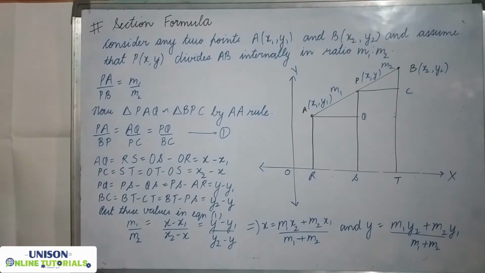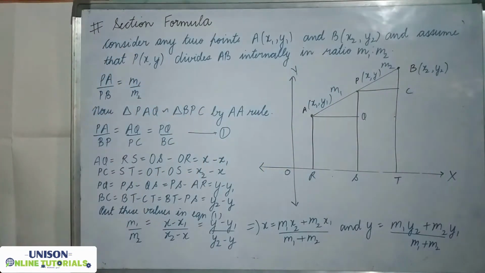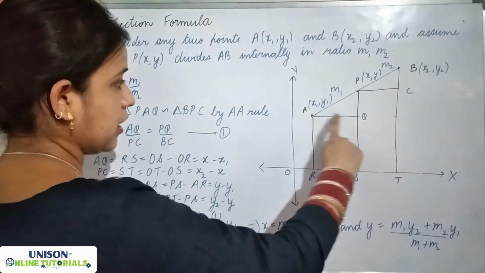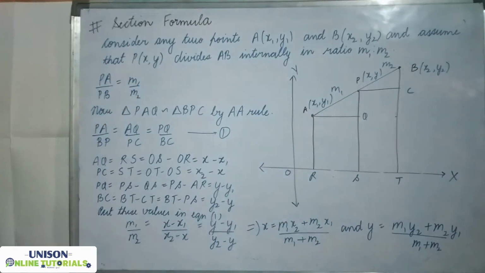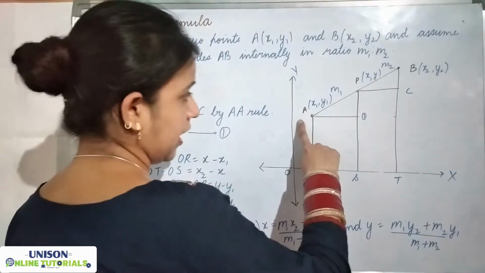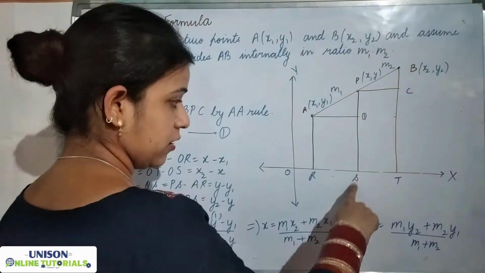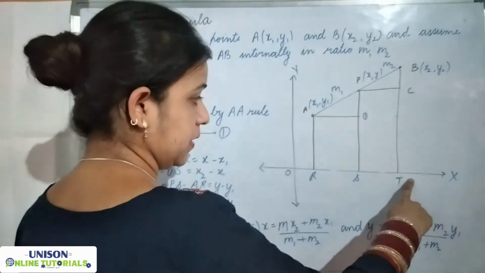So here PA upon PB equals M1 by M2. Now you can check triangle PAQ and triangle PBC. You have to check these triangles. First of all, let's take the construction part. We construct AQ perpendicular on this line. Similarly, PC perpendicular on this line, BT.